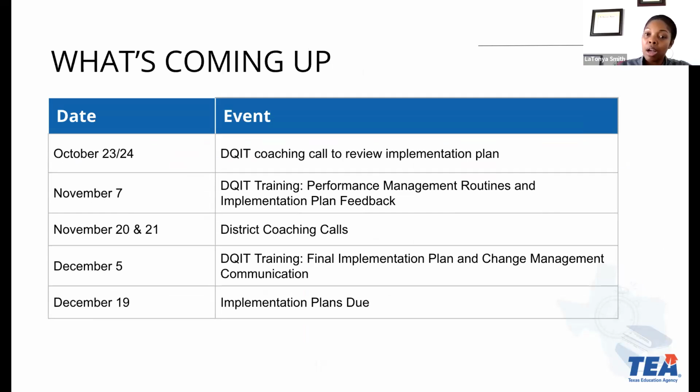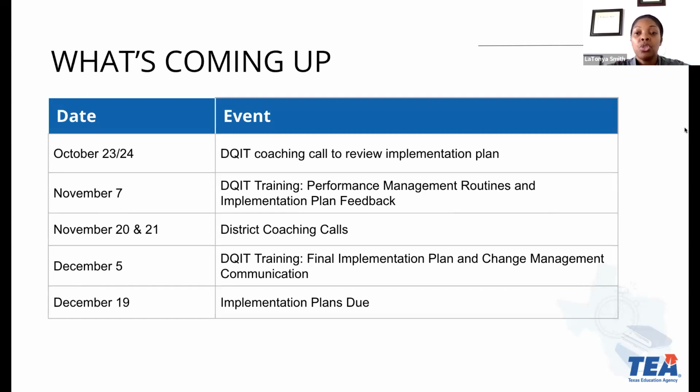DQIT coaching calls are October 23rd and the 24th. November 2nd and 7th is our next training, and it will be over performance management routines and implementation plan feedback. District coaching calls are in November, the 20th and the 21st. In December, we have our training on the 5th, and that will be over the final implementation plan and change management communication. And then December 19th, implementation plans are due. So we have time. This is not all due right now.